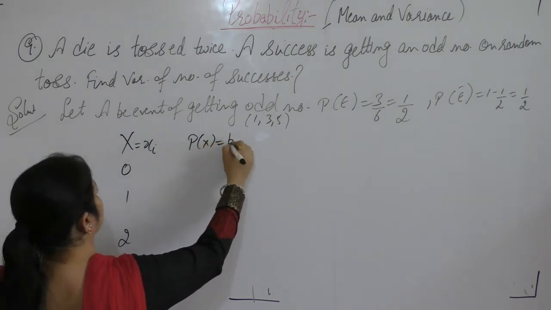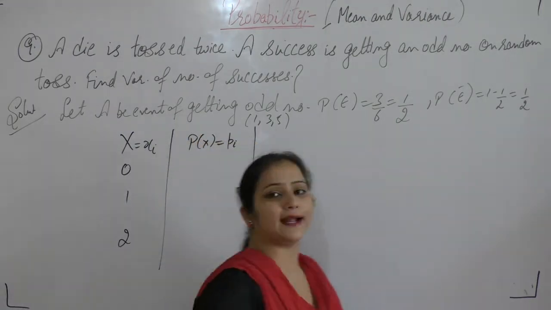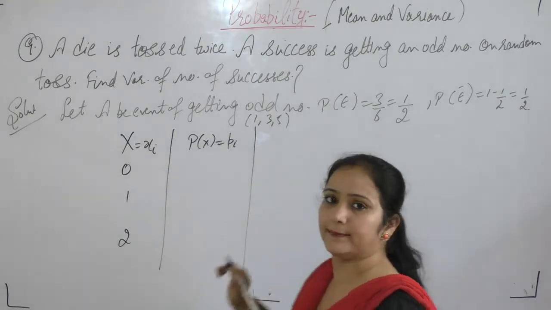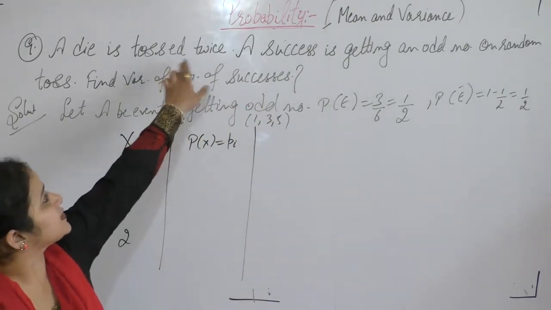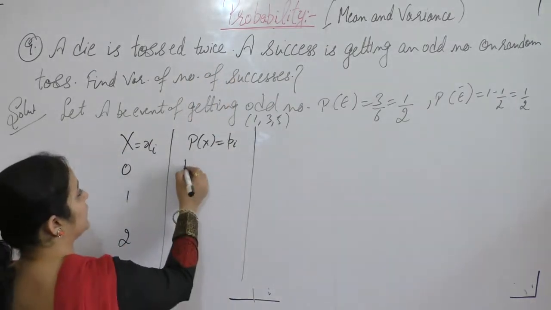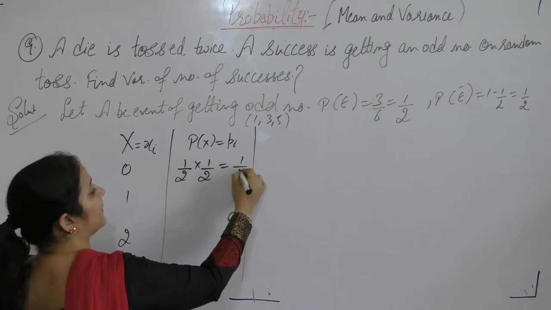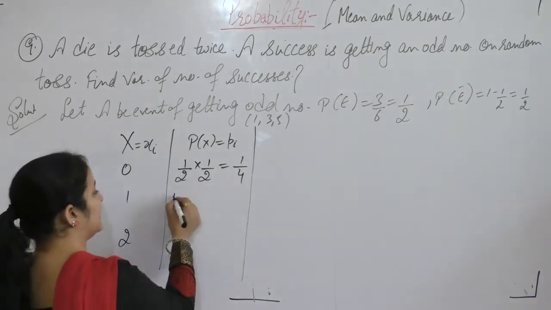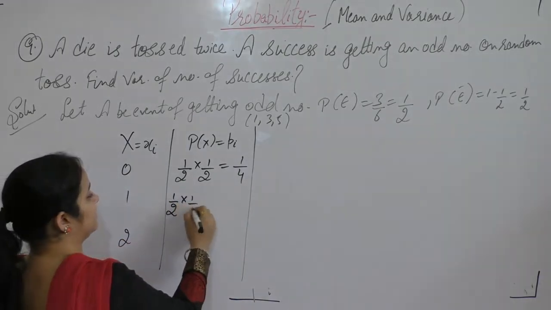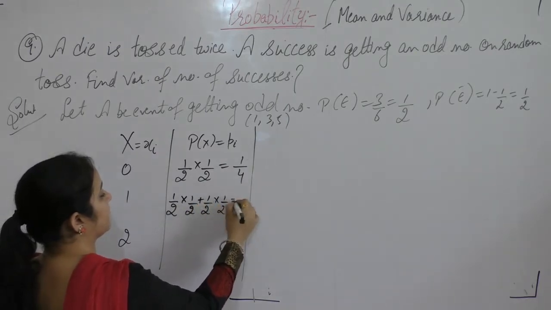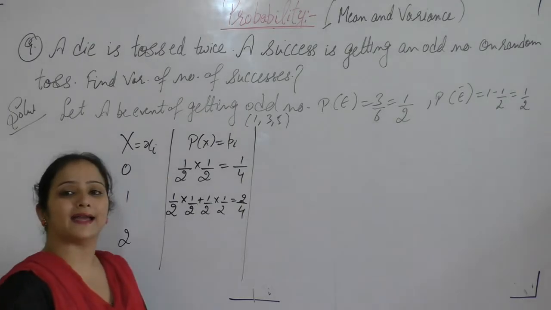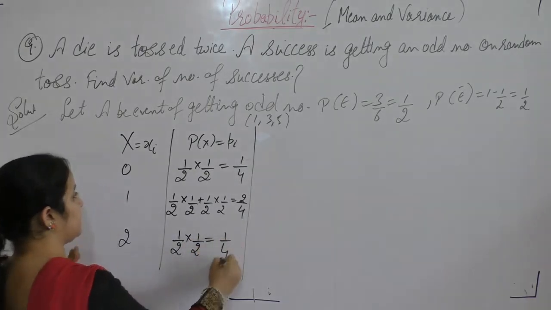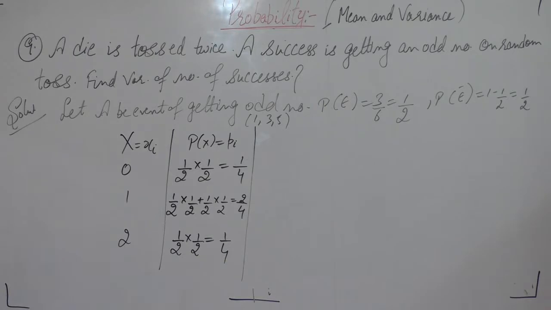Probability X is equal to 0 means we did not get a success, that is we did not get an odd number. So the probability of not getting an odd number is 1 by 2. Now the die is tossed twice, so in both cases we did not get an odd number. So the probability is 1 by 4. X is equal to 1 means we get success on one toss, which may be the first or the second. X is equal to 2 means we get success on both tosses. So 1 by 4, 2 by 4 and 1 by 4.